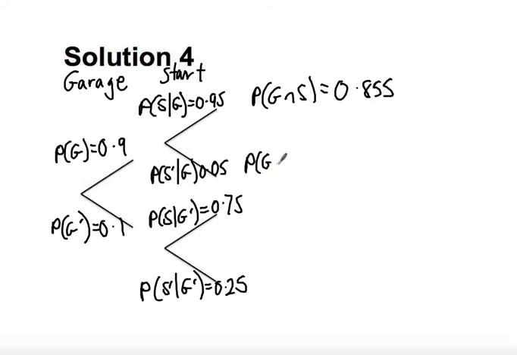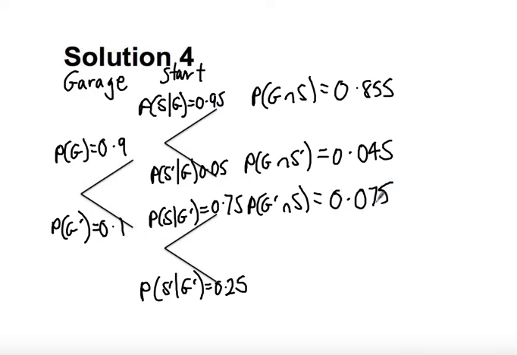Probability of it going in the garage and not starting is 0.9 times 0.05, and so we get an answer of 0.045. Probability of it not going in the garage and starting is 0.1 times 0.75, so we get 0.075. And then the probability of it not going in the garage and then not starting is 0.1 times 0.25, which is 0.025.